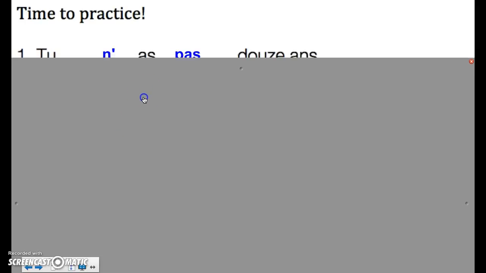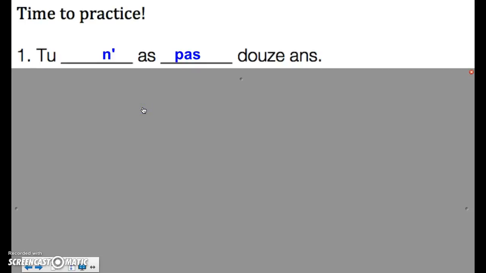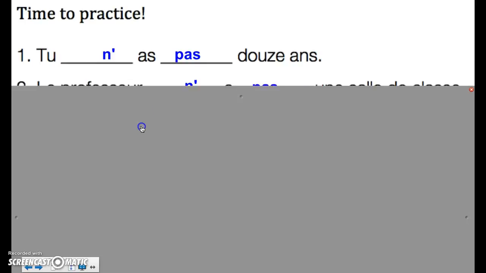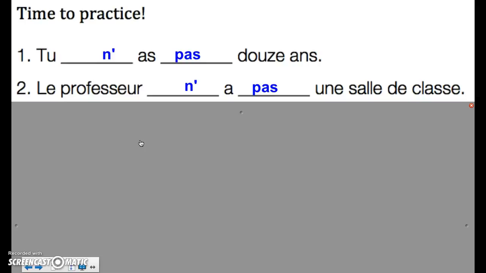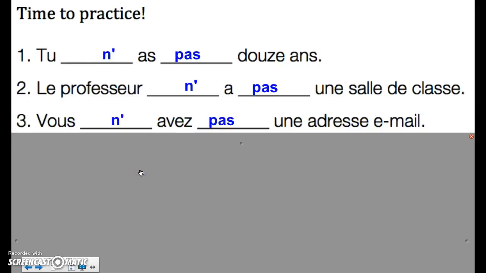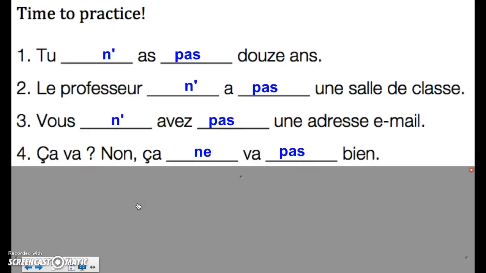So our first one should look like this. Tu n'as pas 12 ans. Le professeur n'a pas une salle de classe. That happens to describe myself pretty frequently. Vous n'avez pas une adresse email. Ça va? Non, ça ne va pas très bien. I added très in there. I made this person have a really bad day. It really says non, ça ne va pas bien.